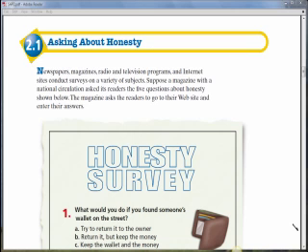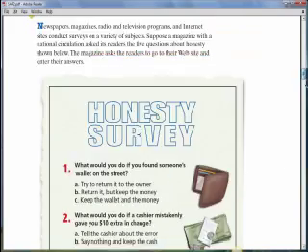Alright, getting into the investigation 2.1, asking about honesty. You're going to need your notebook here and working with your partner together on answering these questions. But first, let's take a look at the survey we are going to answer questions about. So a magazine has asked readers to go to their website and fill out their answers about this honesty survey that they have provided within their magazine. So let's take a look at the survey.